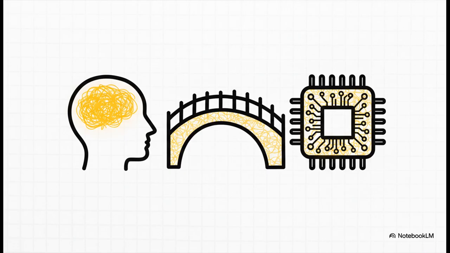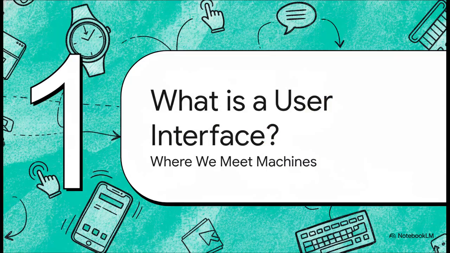So, the best way to wrap your head around a user interface, or a UI, is to picture it as a bridge. It's the only thing connecting you, a human, with the pure logic of a machine. And some bridges are like a simple plank of wood over a creek, while others are these massive, complex superhighways of information.